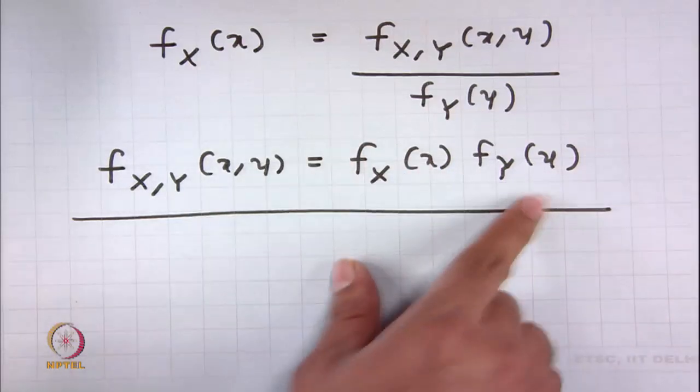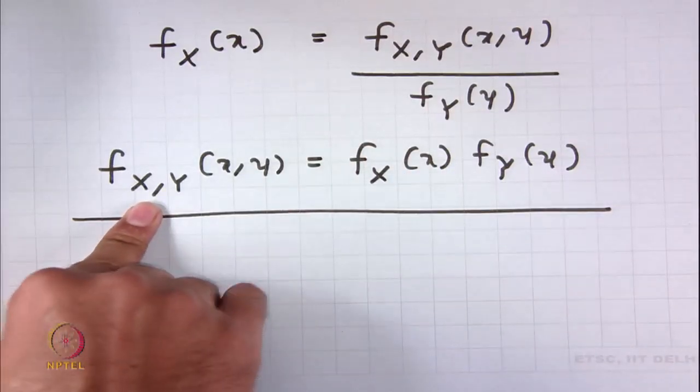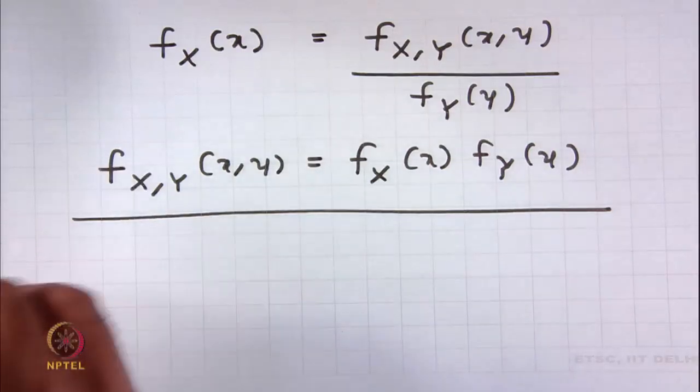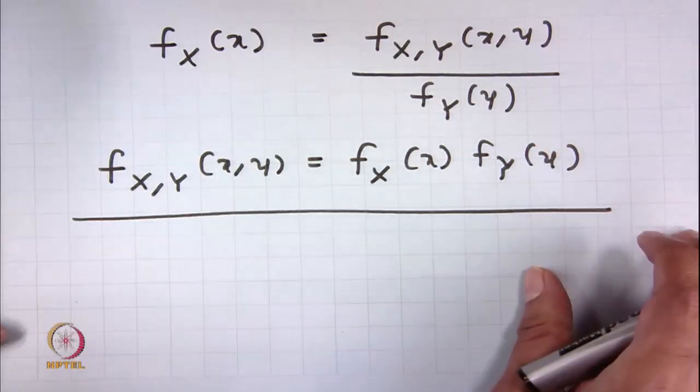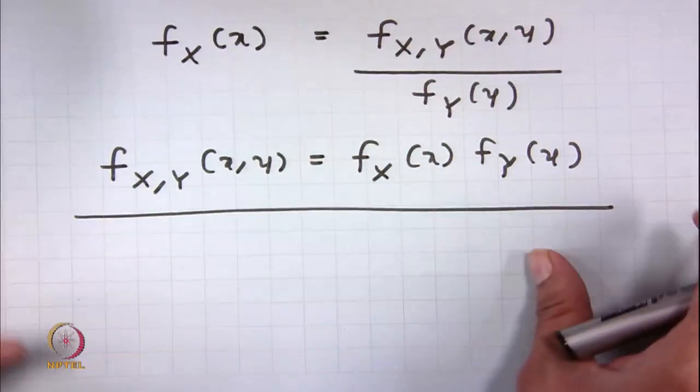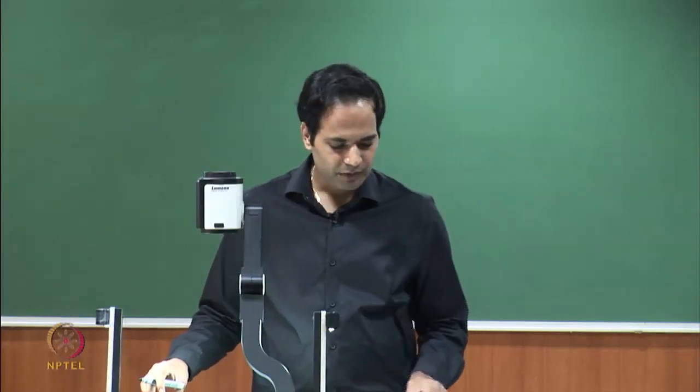The marginal probabilities multiply to give you the joint probability density function if the random variables involved are statistically independent. This is an important property, and an important insight which helps us to simplify a few expressions.